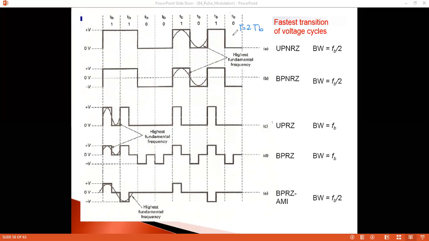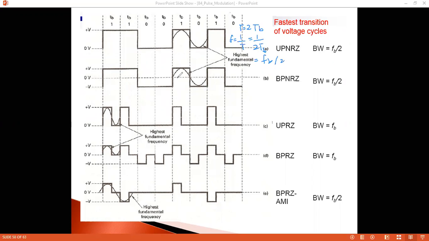So F, the highest fundamental frequency, is equal to 1 over T, which is equal to 1 over 2 TB, which is 1 over TB is equal to FB. So it's FB over 2. So that's how, if you notice in the questions that we discussed before, the minimum bandwidth requirement is FB over 2, because that's the minimum bandwidth.